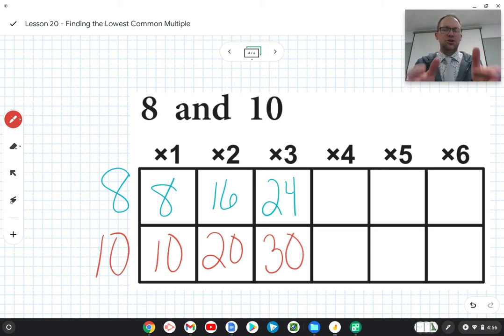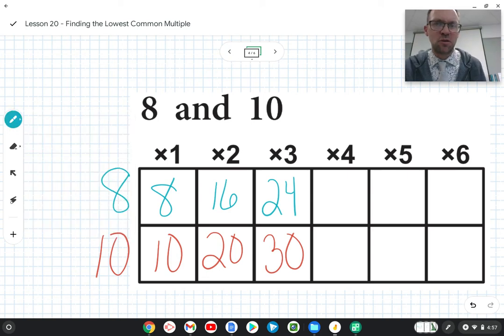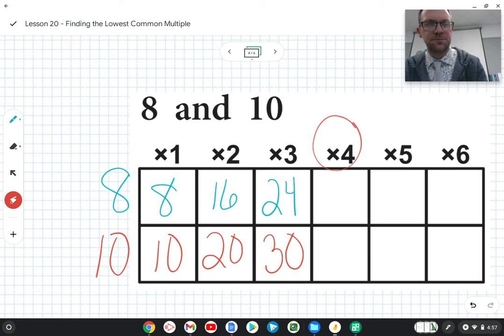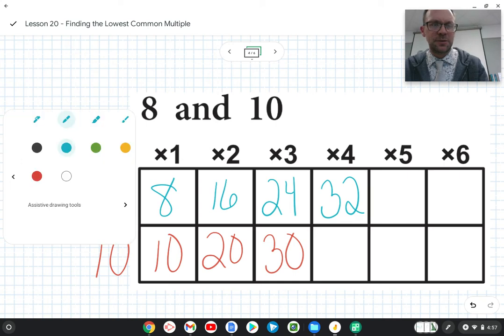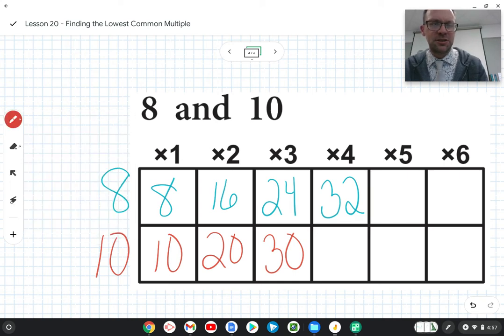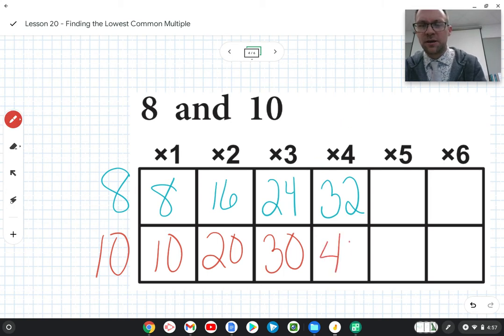Now, let's pause. Do we see a multiple that these two numbers have in common yet? No, we don't. So we're going to move on. I'm going to jump back now. I'm going to find a few more multiples of 8, okay? How about 8 times 4? Let's see, that's 32. And I'm going to switch over now, just do them one at a time. Let's do 10 times 4, and that's 40.